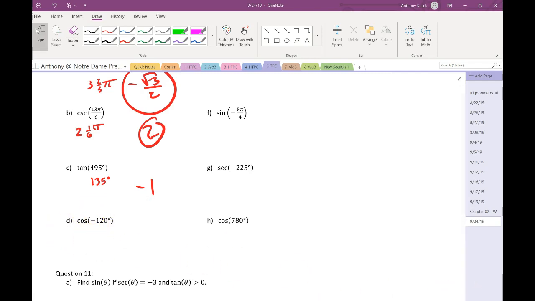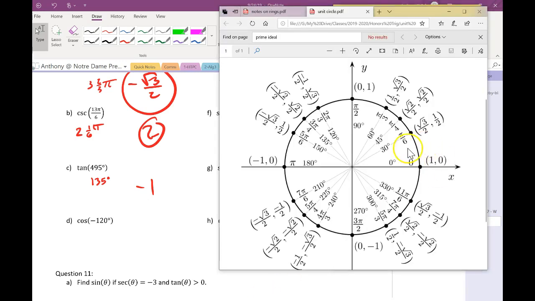Cosine of negative 120. So remember, for negative angles, we're just moving clockwise. So we have negative 90, and then 30 more puts me right here at 240. And cosine is the x-coordinate, so I have negative 1/2.